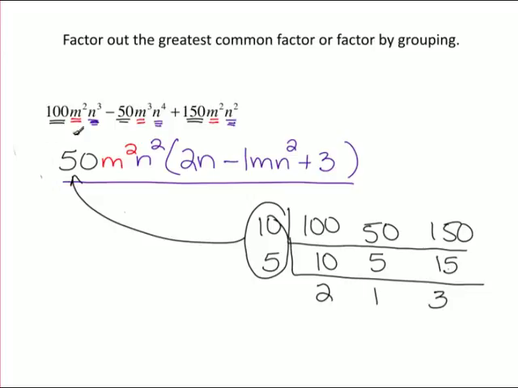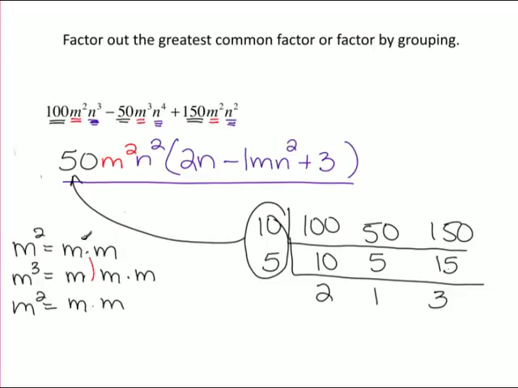You could also do the same thing with the variables here. So m squared is equal to m times m. And then m cubed is equal to m times m times m. And again, m squared is equal to m times m. So we can see that they have m squared in common. That's where this m squared comes from. Now if you notice, for the first term we have no m's, and you can see here that we don't have any more m's. And then for the second term, we have one m, and that's where this m is coming from. And then for the last term, we don't have any m's.